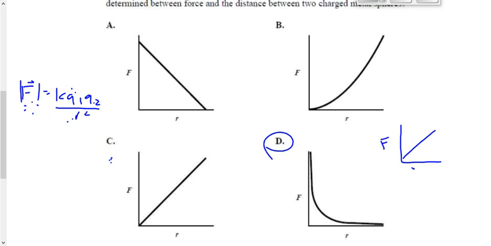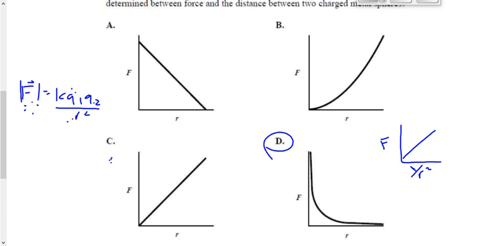Okay, good idea, but it doesn't quite work. Isn't that what we did on the lab? No, not the inverse of the inverse, because then we'd just be plotting F versus R, right? How about this? The inverse of the square. That's what you meant? That's what it's on the graph.